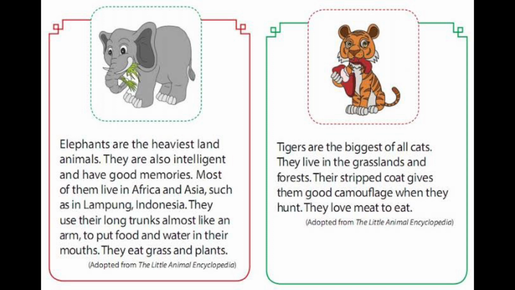About tiger. General classification. Tigers are the biggest of all cats. Description. They live in the grasslands and forests. Their striped coat gives them good camouflage when they hunt. They love meat to eat.